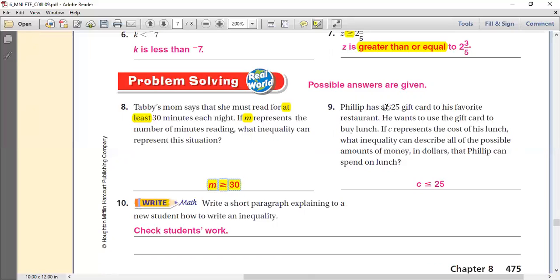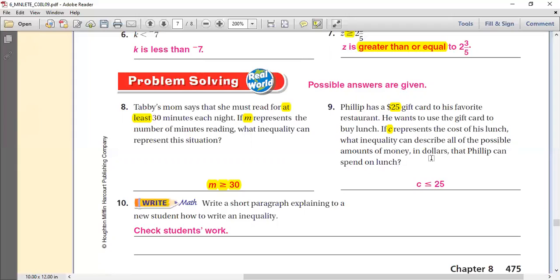Okay, now this question. Phillips has a $25 gift card to his favorite restaurant. Okay, so there is a card for $25. He wants to use the gift card to buy lunch. Okay, this is the first time I'm hearing of someone taking a gift card and going to buy lunch. If C represents the cost of his lunch, what inequality can describe all of the possible amounts of money in dollars that Philip can spend on lunch? So you have to write an inequality to show how much money Philip had. He has a $25 gift card.